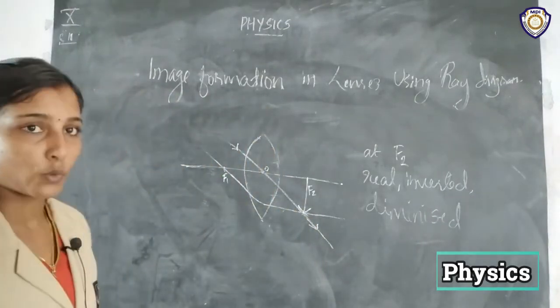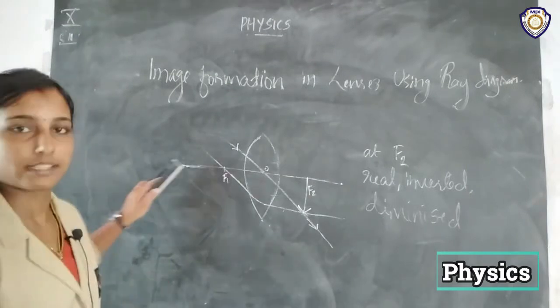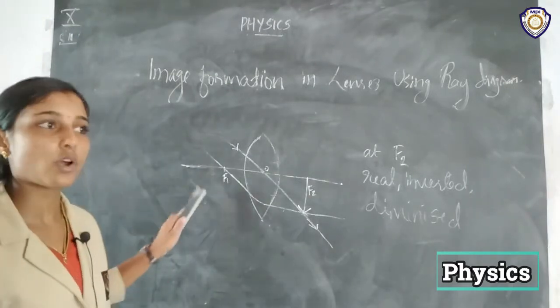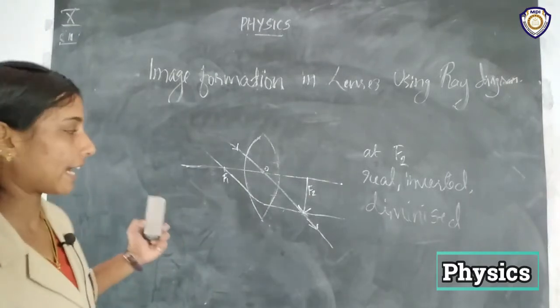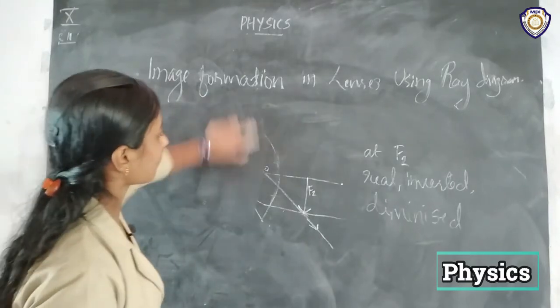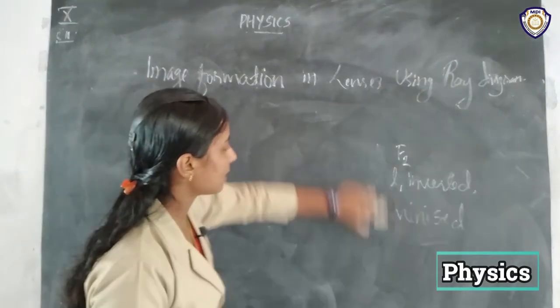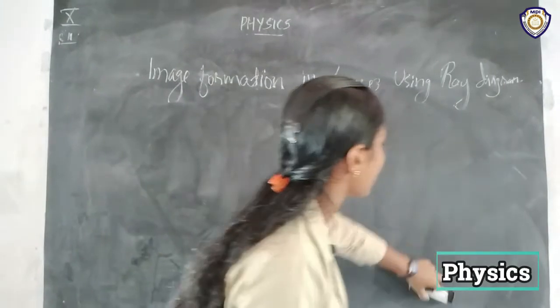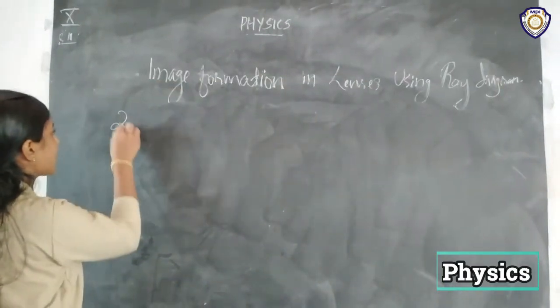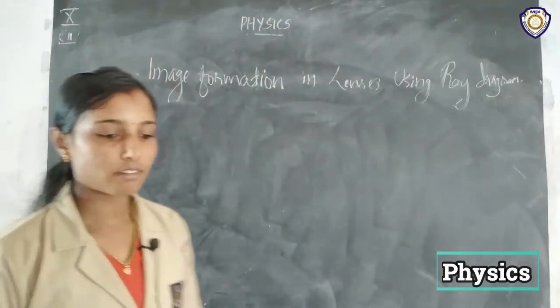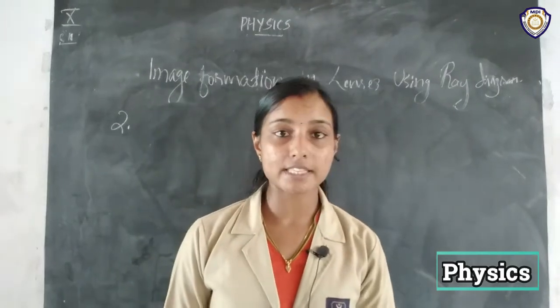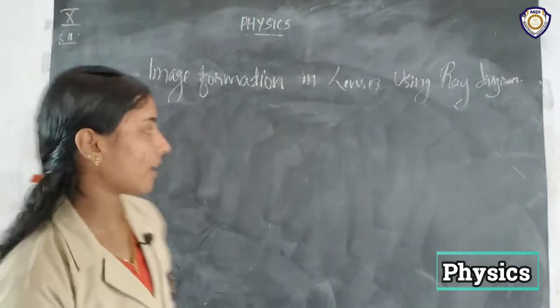So that is the conclusion of these things. Okay, so you have to draw each of these ray diagrams. That is the first one, where the object is placed at infinity. And what is the second case? The object is placed beyond 2f1.